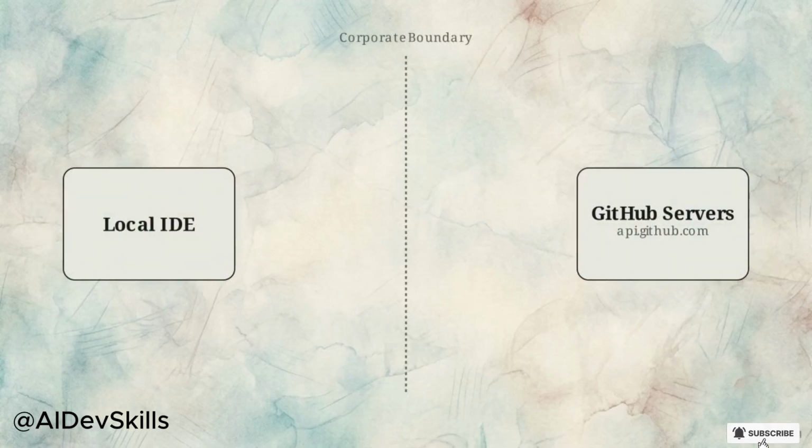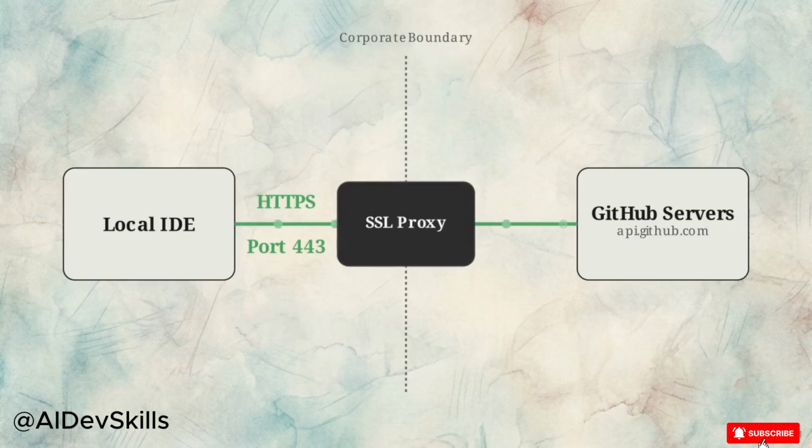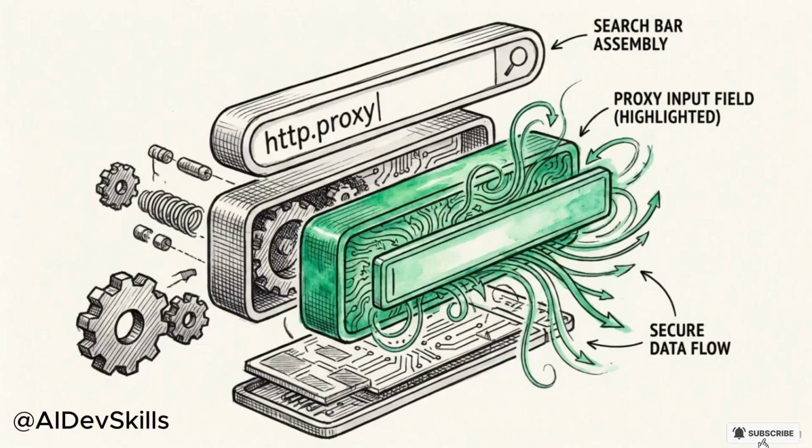This is your baseline network requirement. For Copilot to function, traffic must have unimpeded outbound access via HTTPS on port 443. The primary connectivity hurdle occurs when corporate SSL inspection or proxy servers intercept the traffic, effectively severing the connection chain. You can address this by locating and configuring the http.proxy setting directly within the developer's specific IDE.